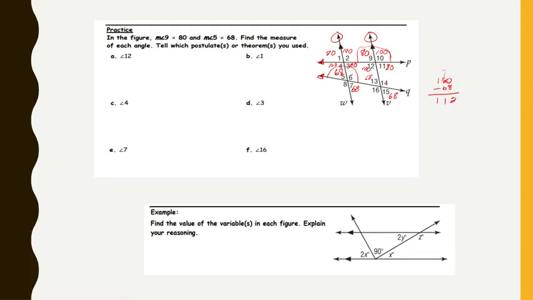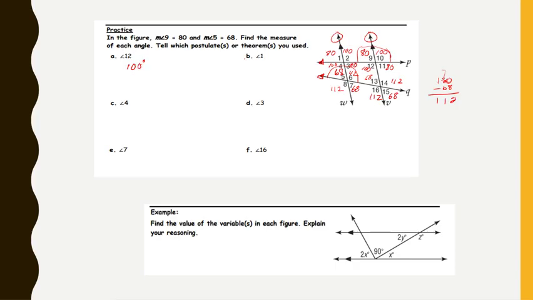Okay, so this is 112. This is 112 because of corresponding angles. Number 8, because of vertical angles, this is 112. Corresponding angles, 112. All right, so angle 12. How big is angle 12 in our picture? It's 100.